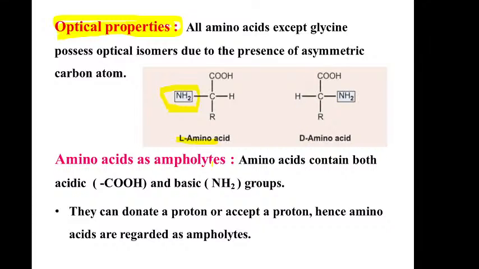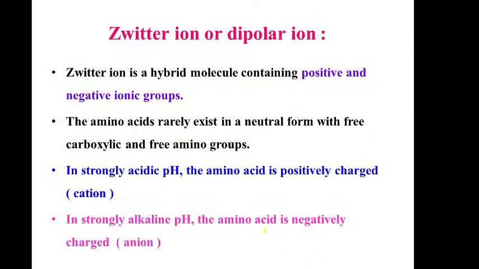Now amino acids as ampholytes. Amino acids contain both acidic and basic groups. They can donate a proton or accept a proton. Hence, they are also known as ampholytes.